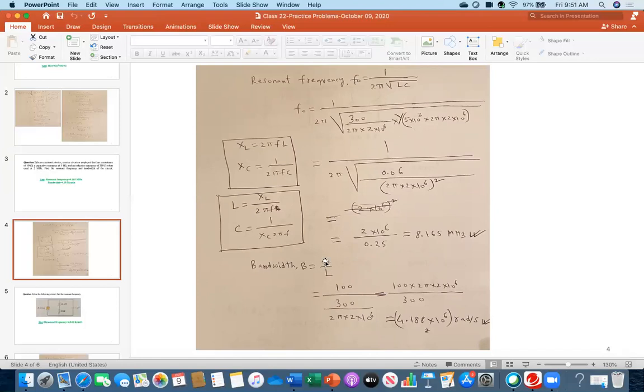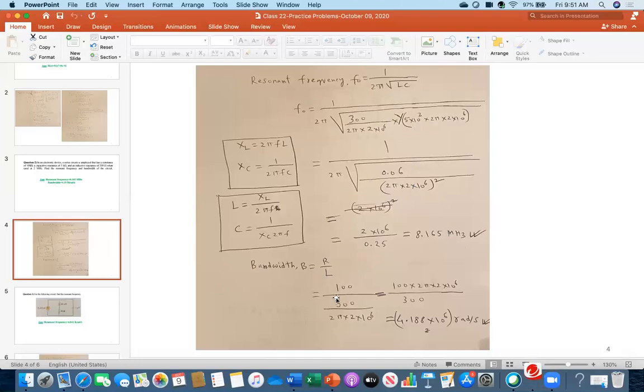And then the bandwidth will be R over L. Again, R was given as 100 in the problem, and for the L value, I just expressed XL, which was 300, over 2 pi F. So you see, I did not directly calculate the L value and C value. I just expressed them in that format in the equation, 300 over 2 pi f, and 1 over XC 2 pi f. In that format I have put them. So you might calculate and then put, and still you should be getting a very similar result.